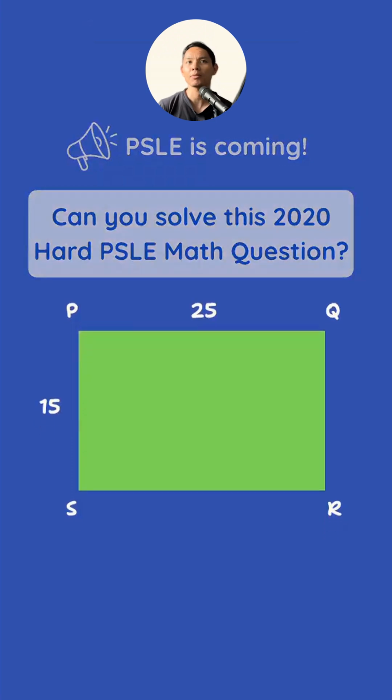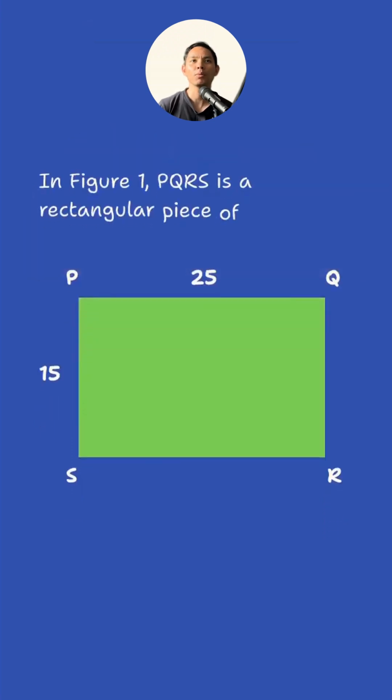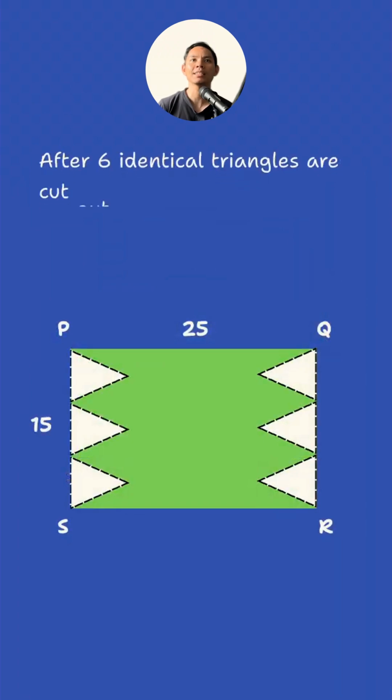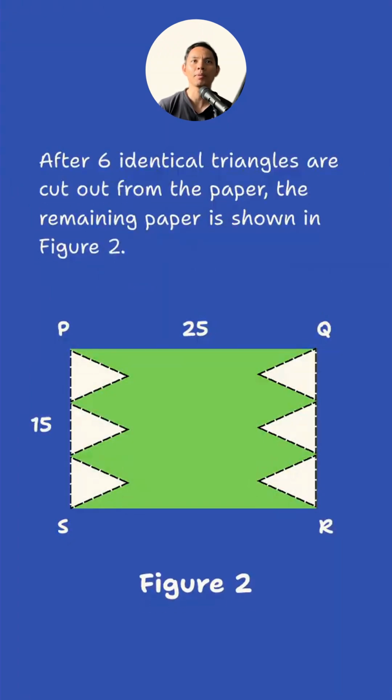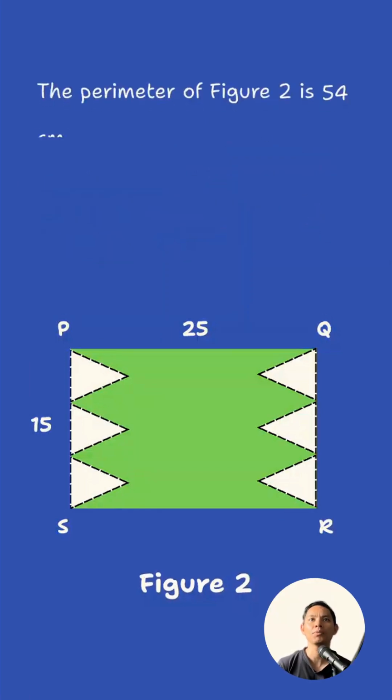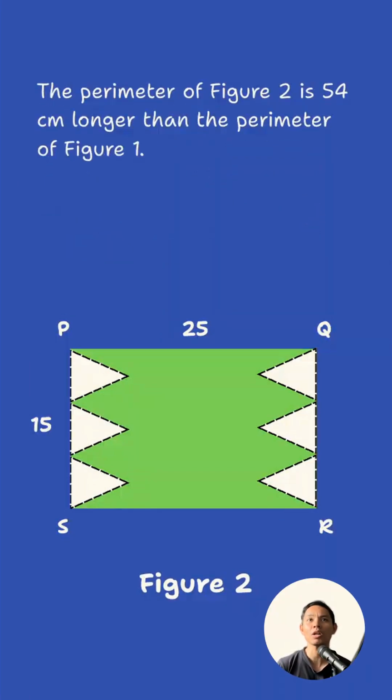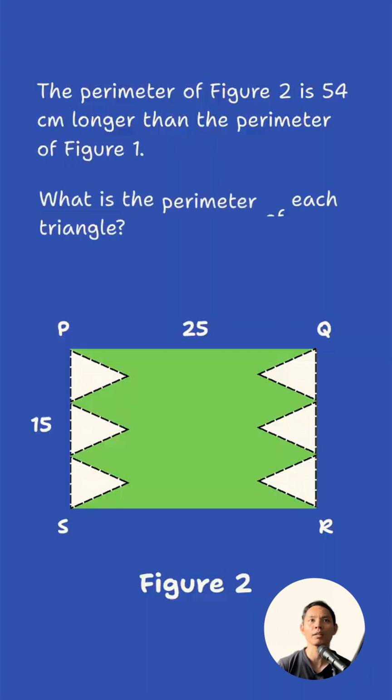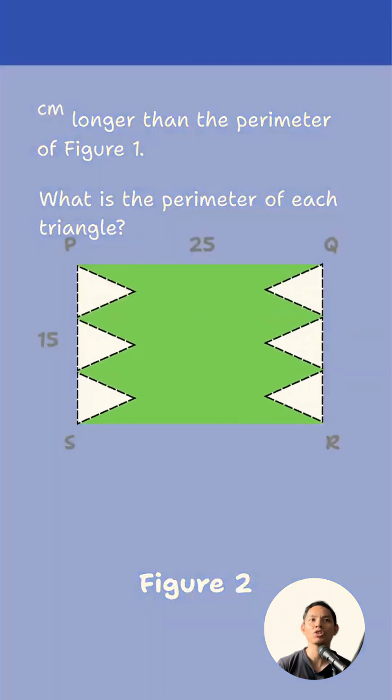Hard PSLE math question. And the question goes, in figure 1, PQRS is a rectangular piece of paper. Then, after 6 identical triangles are cut out from the paper, the remaining paper is shown in figure 2. The perimeter of figure 2 is 54 centimeters longer than the perimeter of figure 1. What is the perimeter of each triangle?